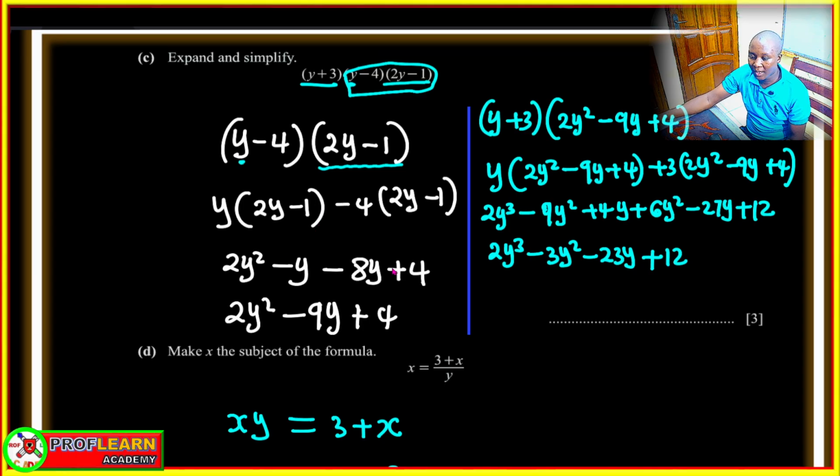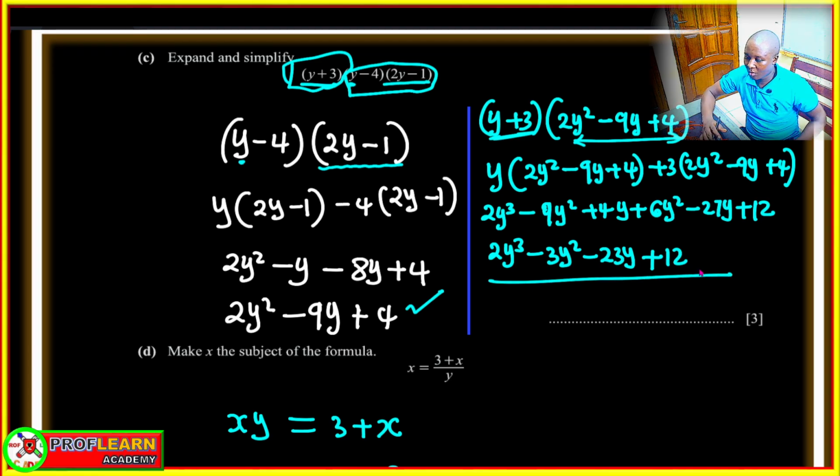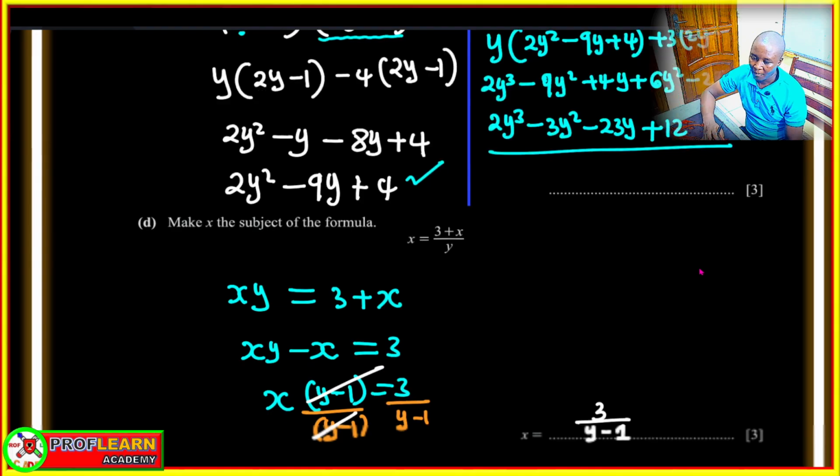Then when you put the like terms together, you are going to get this expression. Then remember, we were having this part also remaining. Then you are going to multiply it there equally, y times everything that is inside here, and then 3 times everything that was inside this bracket multiplied. Putting the like terms together, we are going to get this.